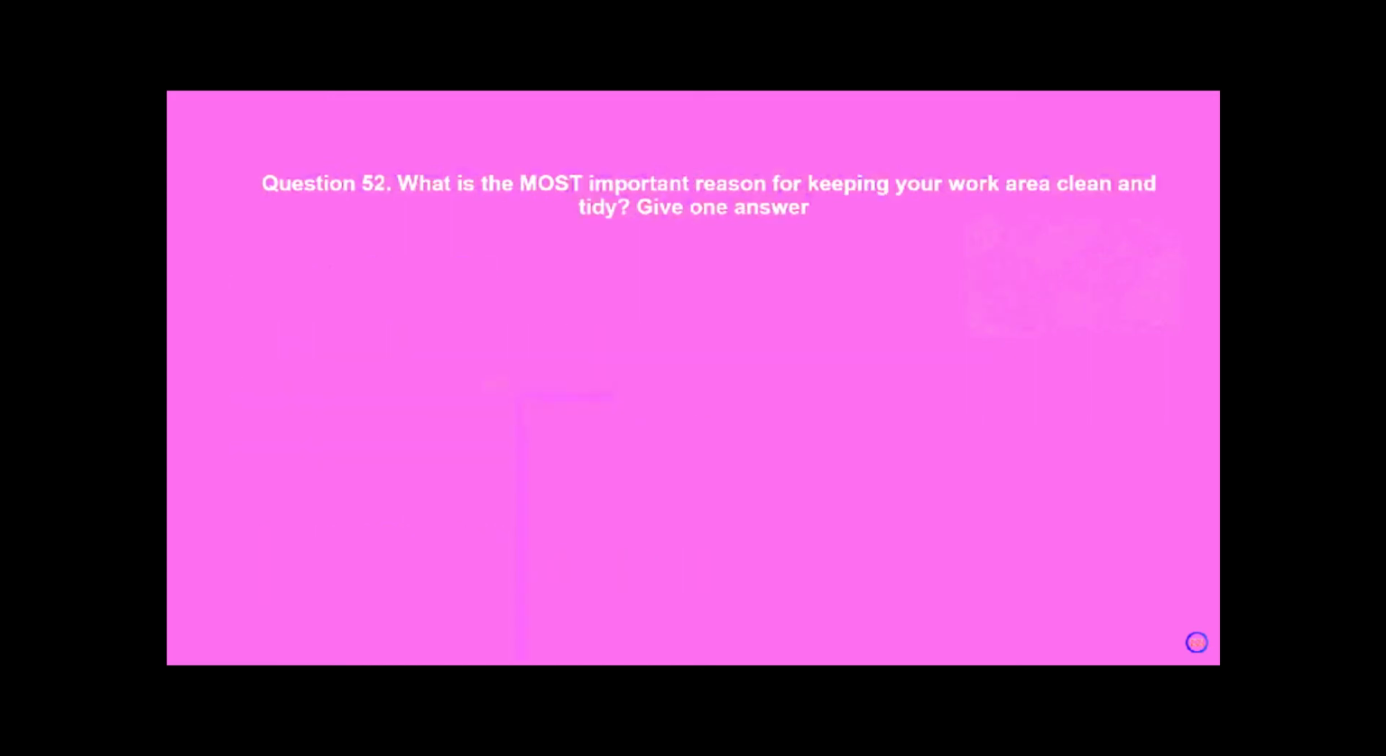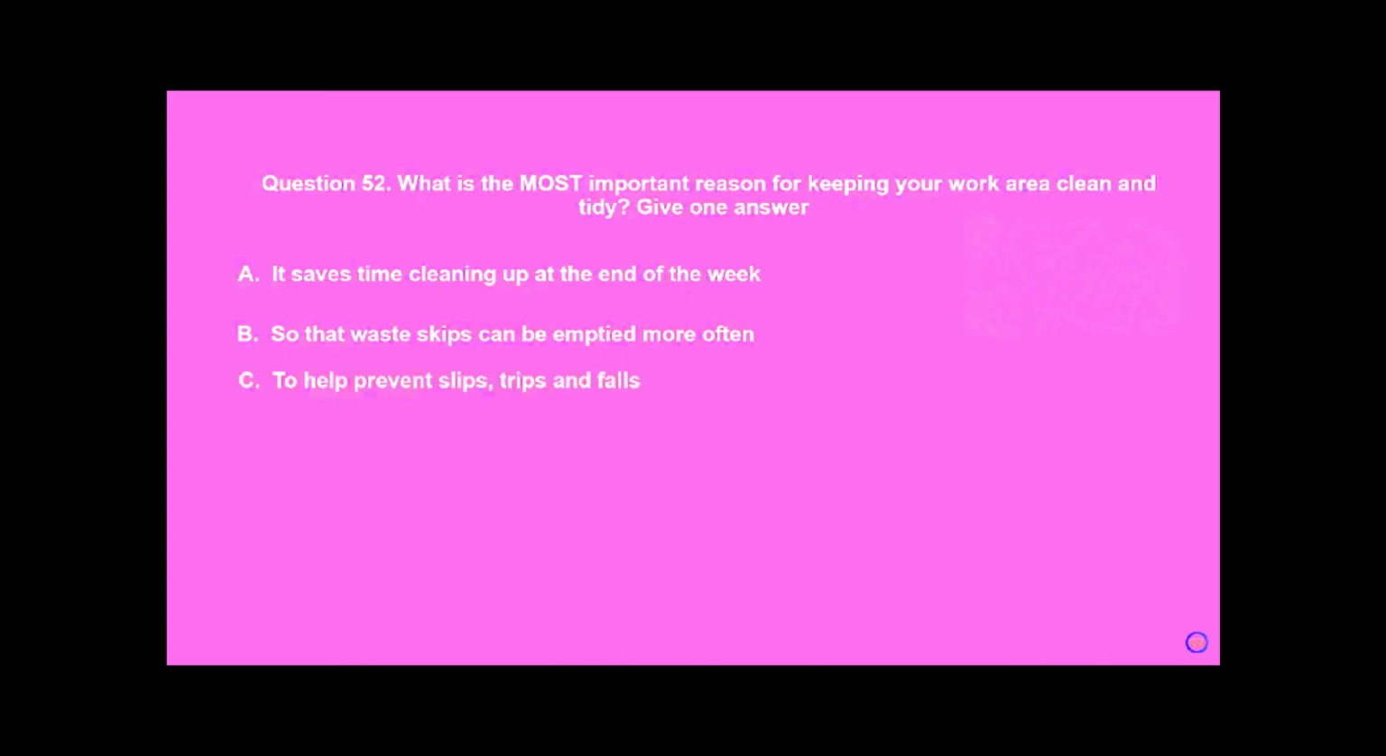Question 52. What is the most important reason for keeping your work area clean and tidy? Give one answer. A. It saves time cleaning up at the end of the week. B. So that waste skips can be emptied more often. C. To help prevent slips, trips and falls. D. To recycle waste and help the environment. The correct answer is C. To help prevent slips, trips and falls.